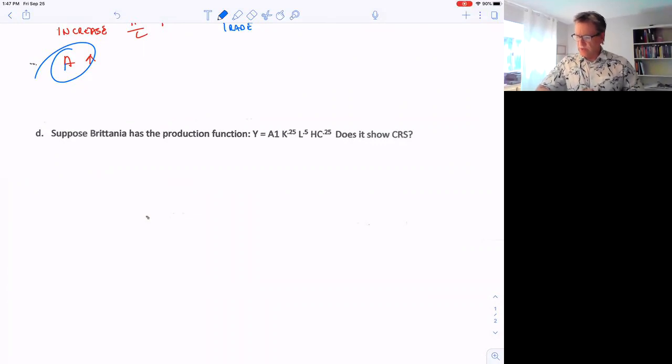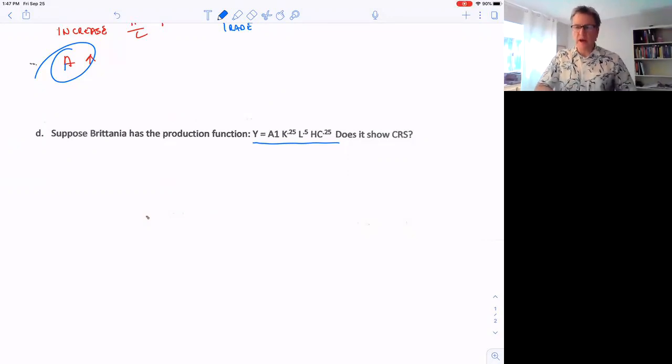Does it show constant returns to scale? So we've got this production function here where total output is equal to A1, we'll call that some level of A, times capital to the 1/4 power, labor to the 1/2 power, and human capital to the 1/4 power. So now we've added in human capital to the production function. Is it constant returns to scale?